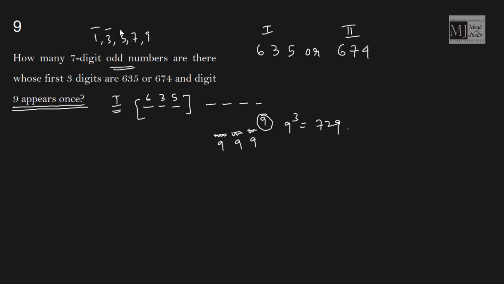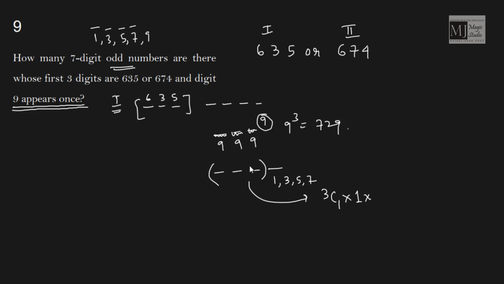Now, at the last position, if we have 1, 3, 5 or 7 appearing at the end, 9 can only appear once. That means out of these 3 places, 9 will be occupying only 1 place because it needs to appear once. In which place will you see 9? In any one of the places, selected in 3C1 ways. And at that position, you will place a 9.